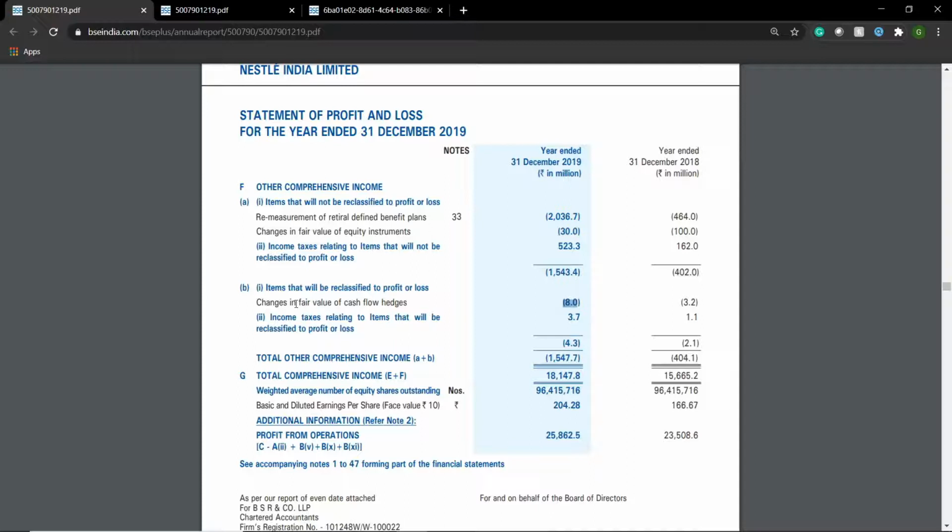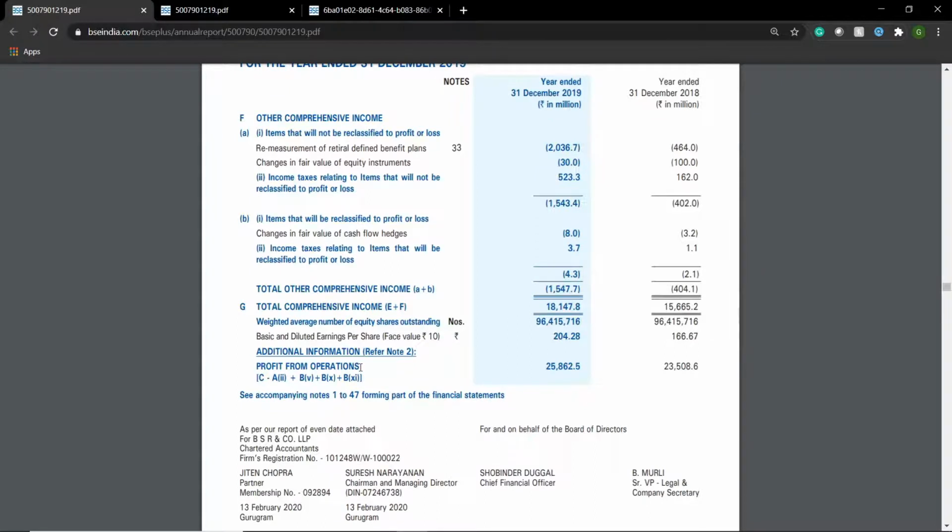This is basically just fair value of cash flow hedges. You don't have to pay attention to them basically, other than if there's some significant change, then the company itself would mention about it. Then in the end, you'll get the profit from operations, which will come out to be 25,000 million rupees.